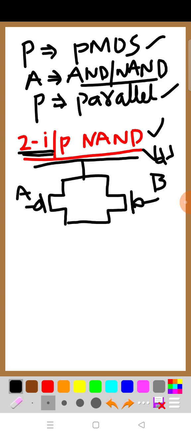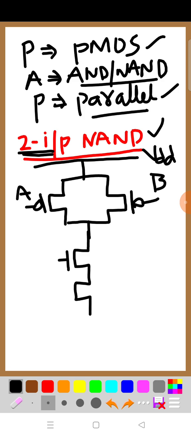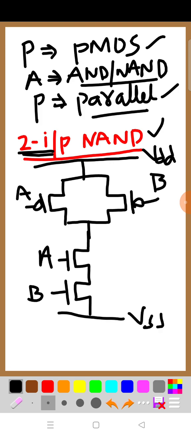And it is given to whom? Absolutely VDD. And in the NMOS section, it is exactly opposite to that. Is it clear? Since PMOS is in parallel for either AND or NAND, NMOS should be in series. Is it clear to all of you? Then very simply you have to connect like this. This is A and this is B, and it becomes VSS. Then the output is taken between the pull up network and the pull down network. You can call this the output. Is it clear to all of you? This is very simple, to design a 2 input NAND gate.